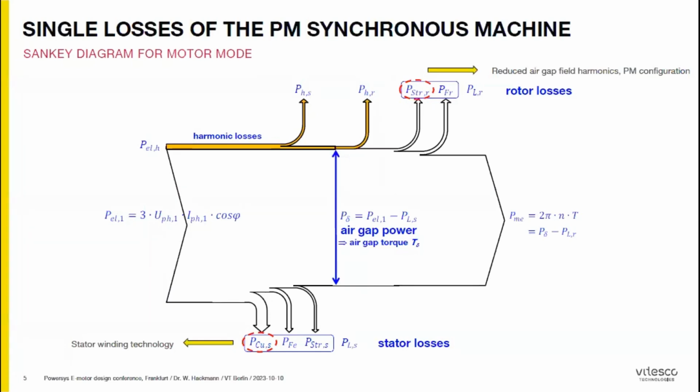And it's very important if we are talking about cycle efficiencies. So WLTP is a standard cycle with very low torques and low powers. And for this, the harmonic losses have a very high percentage. So we should not forget this. Normally it's not dominating, but for WLTP, it plays an essential role.